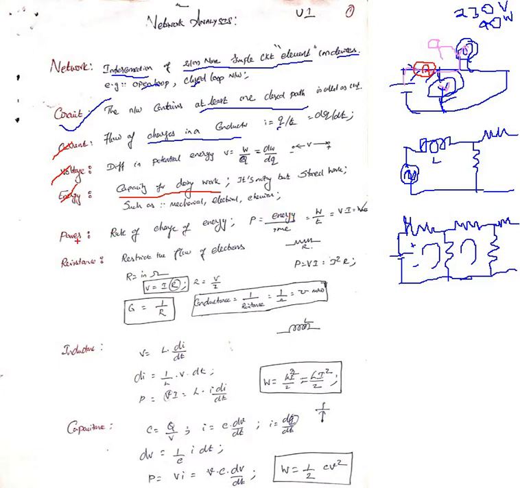So this is about power. Power is the ratio of energy to time. Charge to time is called current. Energy to time is called power.